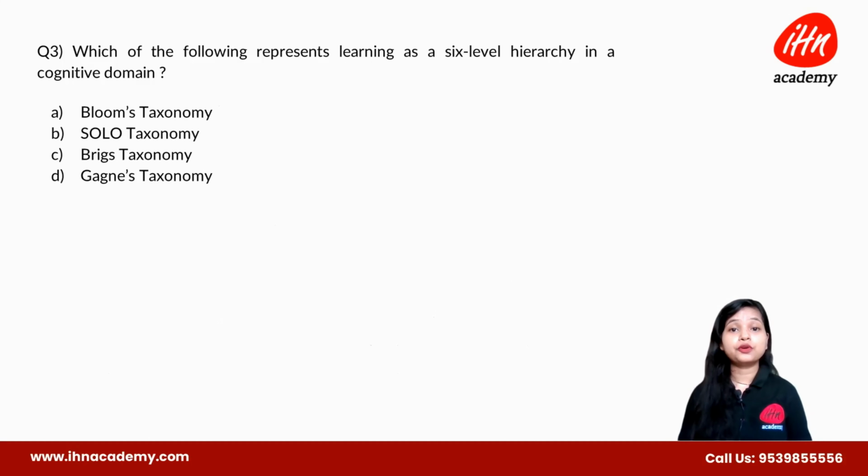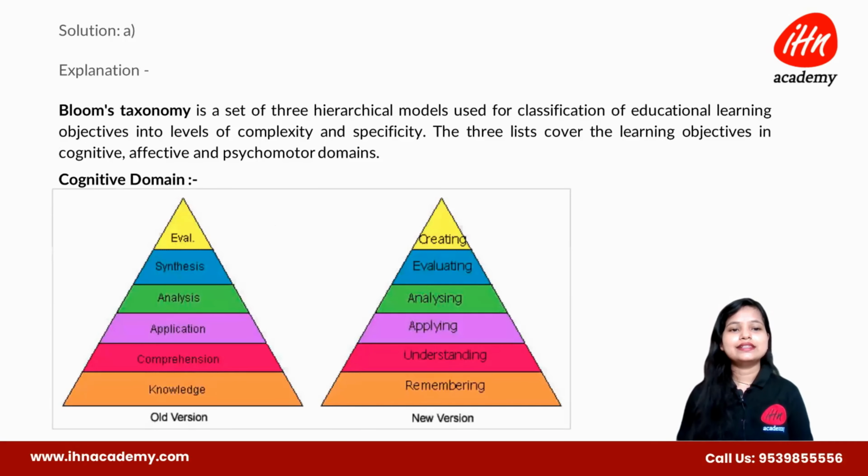Okay, the question from cognitive domain. We have covered Bloom's taxonomy, और हमें पता है कि Bloom's taxonomy में 3 domains दिए गए हैं, cognitive, affective and psychomotor domain, and you have been asked here about the cognitive domain. So the answer is very clear, option number A, Bloom's taxonomy. I hope you all know the answer, and see the explanation.